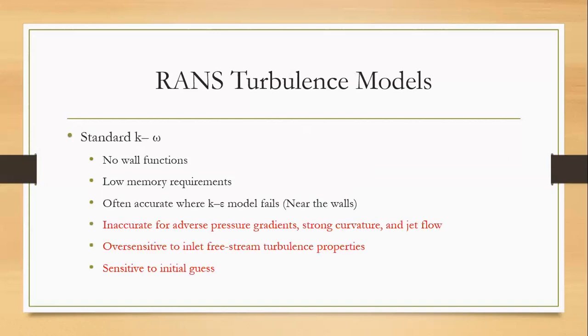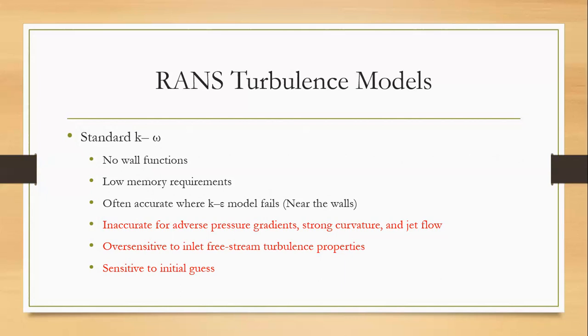So let's come to the standard K-omega model. Again, there are no wall functions. That means you have to make that grid very refined near the wall. And since this is also a two equation model, there will be no low memory requirements. And generally it is often used where K-epsilon models fail. That means near the walls.